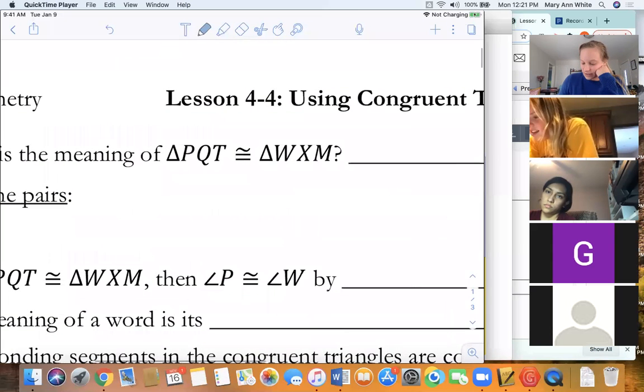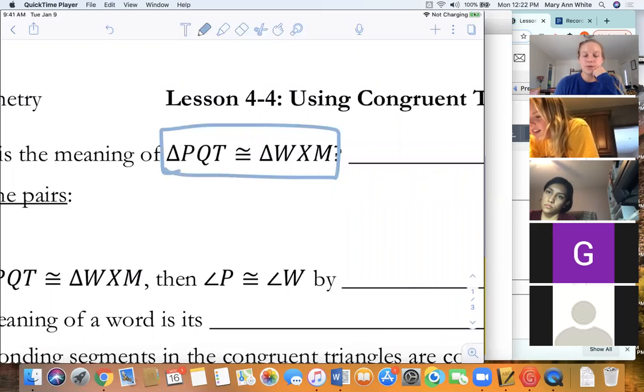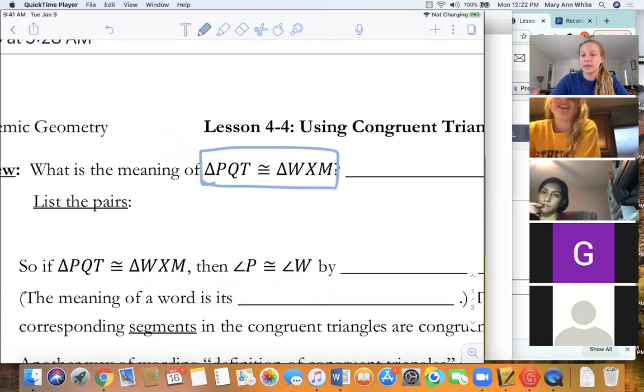What does it mean if I tell you that these 2 triangles are congruent? Triangle PQT is congruent to WXM. What does that mean? Or if you don't know what it means, what do we know? If we know these 2 triangles are congruent, what do we know? It means those 2 triangles are congruent. We know the triangles are congruent.